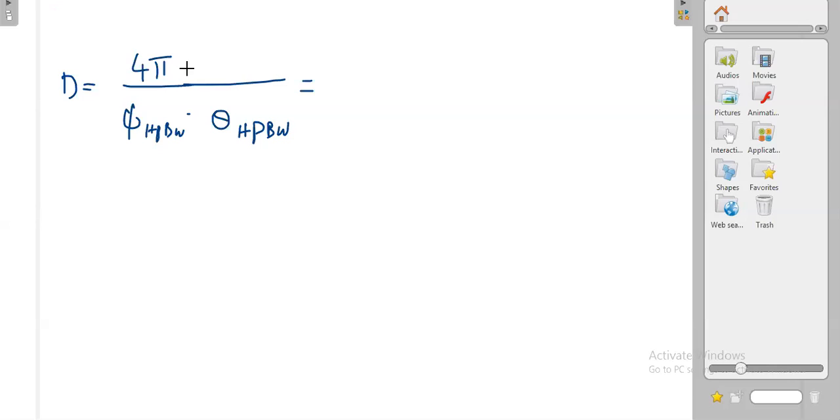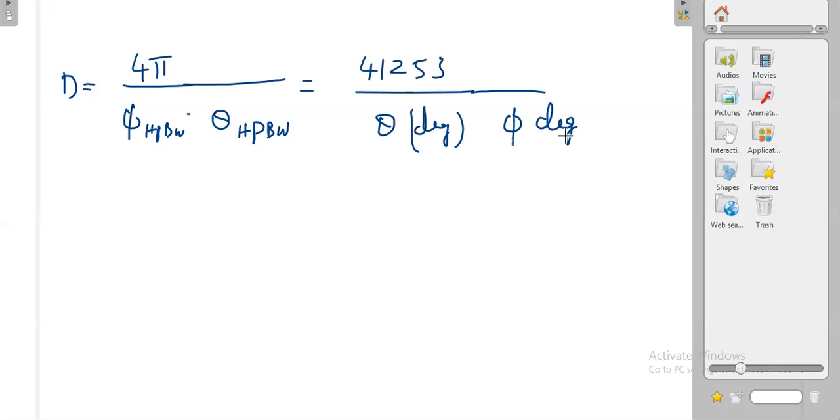Then simply convert this 4 pi from radians to degrees. You know how to convert radians to degrees, and you get approximately 41253 divided by theta and phi. Again, now the numerator is in degrees, so the denominator also has to be in degrees, theta degrees and phi degrees. So how to remember this formula? Please remember this formula, then you can modify it. This is one way to calculate the directivity of the antenna.